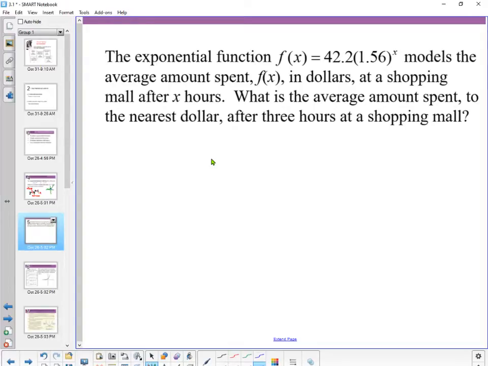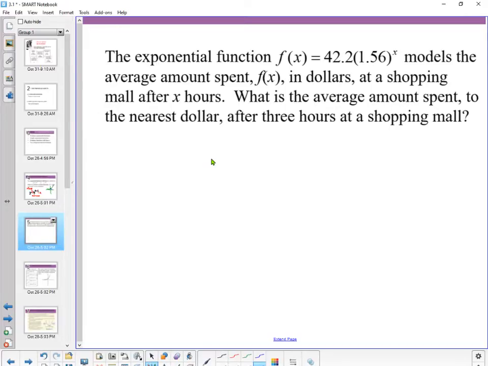So as you take a look at this, the exponential function f of x is equal to 42.2 times 1.56 to the x models the average amount spent. F of x is in dollars. At a shopping mall after x number of hours, what's the average amount of money that we spent? So this is a good example to take a look at. A and B aren't necessarily the same number, okay? So if I go and I'm spending money, what kind of money? Dollars.